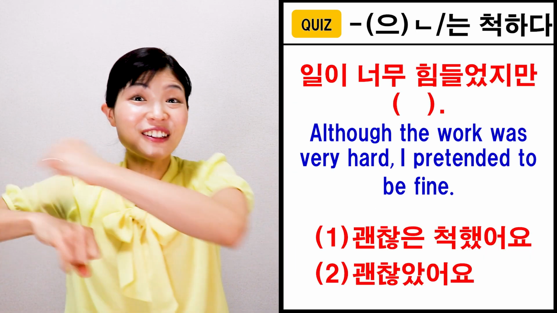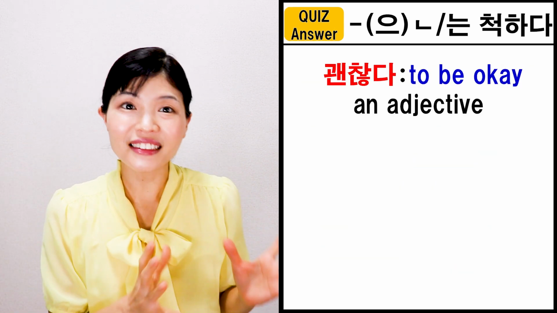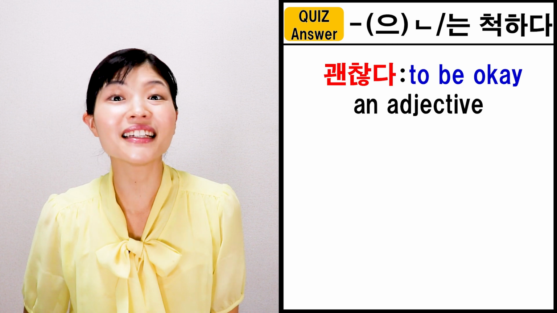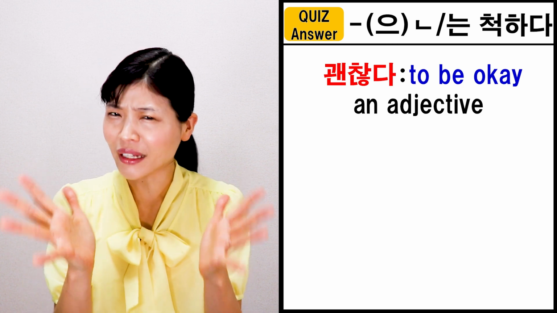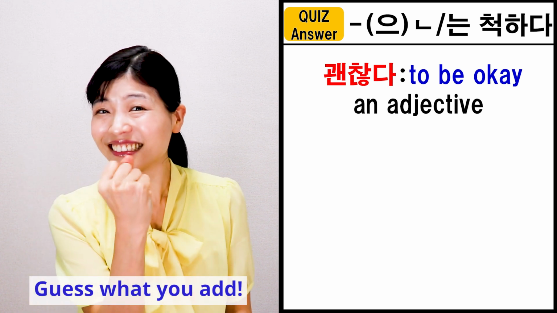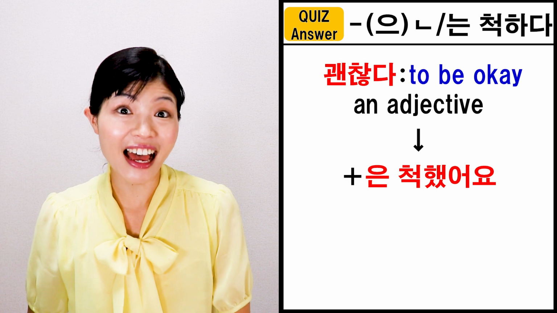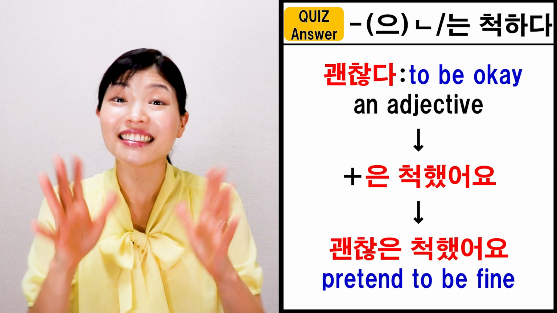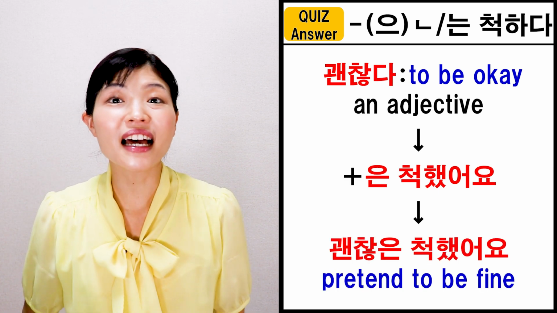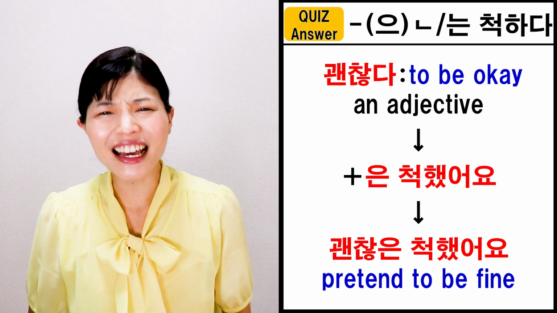The correct answer is number 1. 괜찮다, to be okay, is an adjective. So what do you have to add? Yes, you add 은 척했어요 because 괜찮다 has a final consonant. Together you make 괜찮은 척했어요. Pretend to be fine. So it was not okay for her.